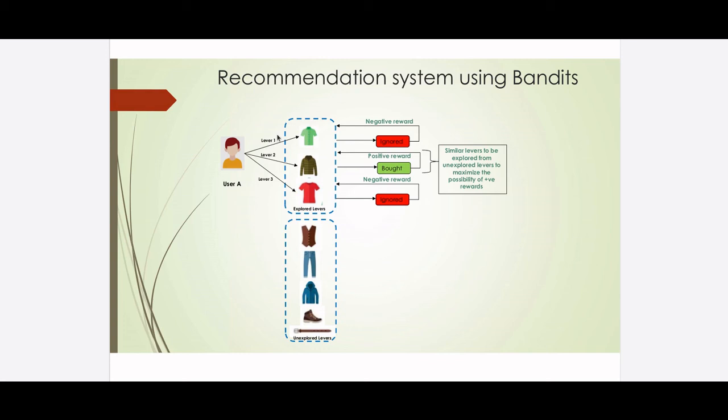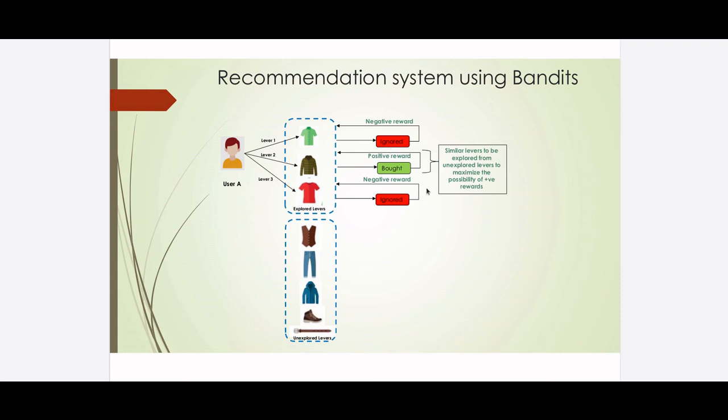Now the self-learning part is when you recommend the products, and the user obviously has options. Based on the recommendations, the user can ignore the product, buy the product, or even click the product, browse the product, etc. So these are three different actions which are possible.